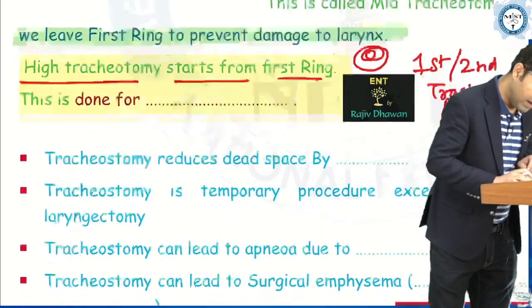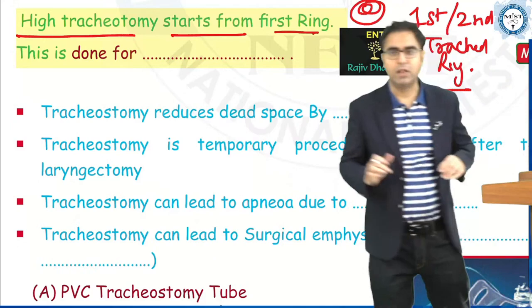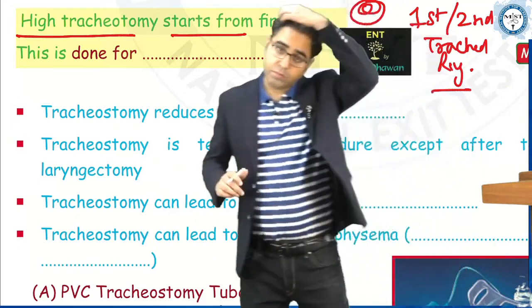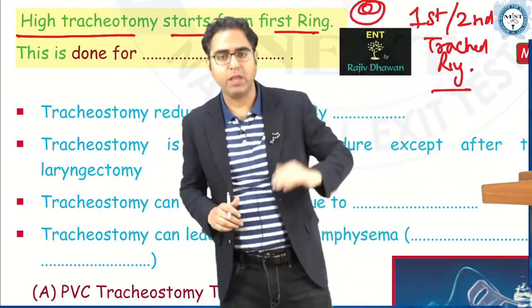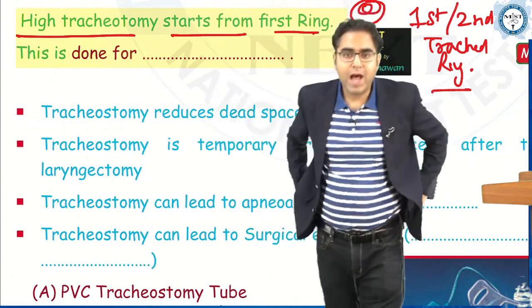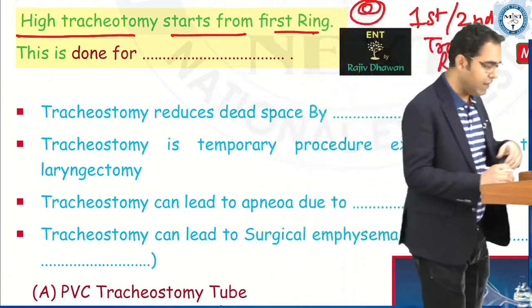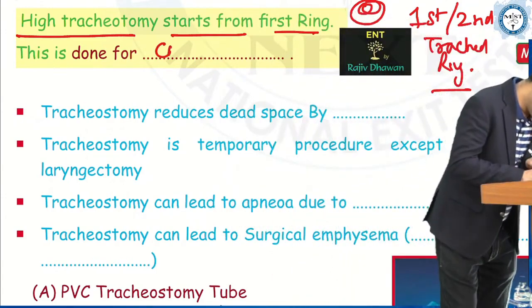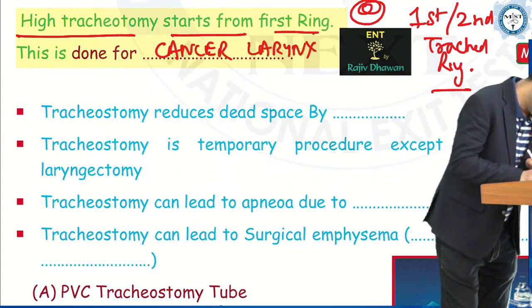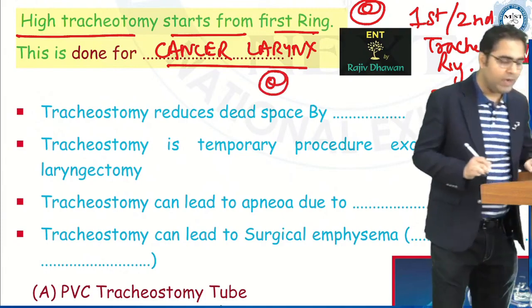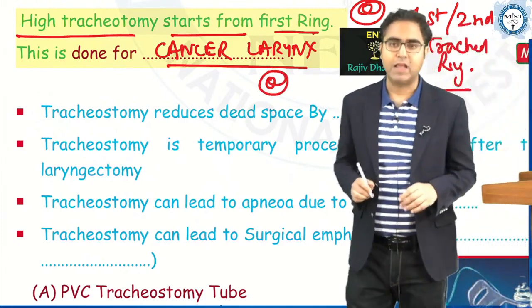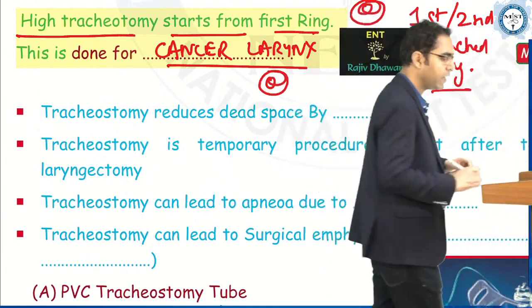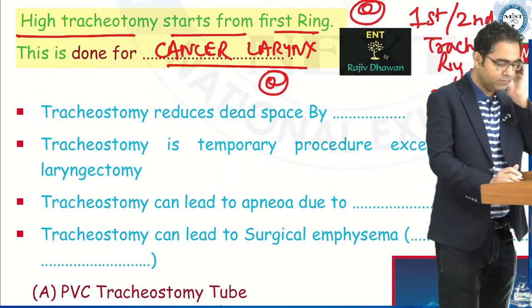High tracheostomy is done at the first and second tracheal ring, beta. High means high; mid is second and third. This is done for cancer larynx, and this is a popular MCQ question, beta. What is the indication of high tracheostomy? It is cancer larynx, beta.